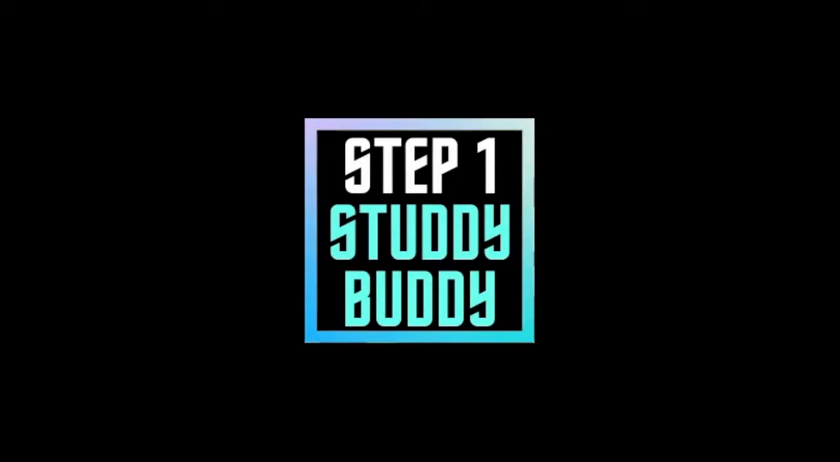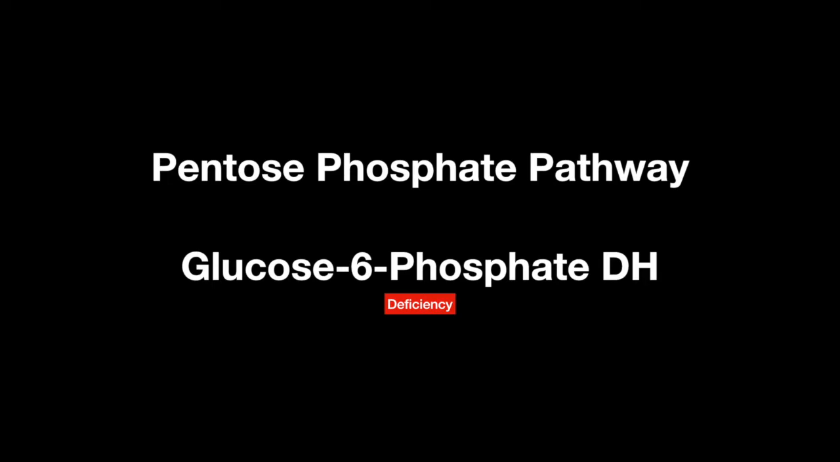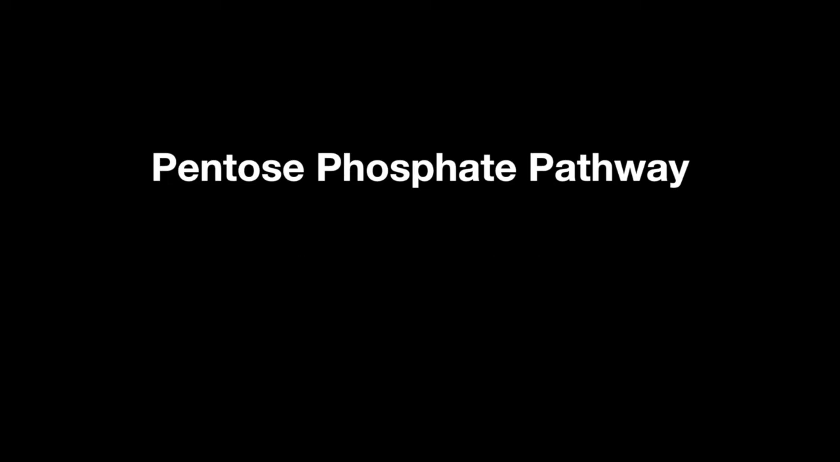Welcome to the Step Point of View Study Guide, and in this lesson, we learn about the pentose phosphate pathway and glucose-6-phosphate dehydrogenase deficiency. The pentose phosphate pathway is also called the HMP shunt.